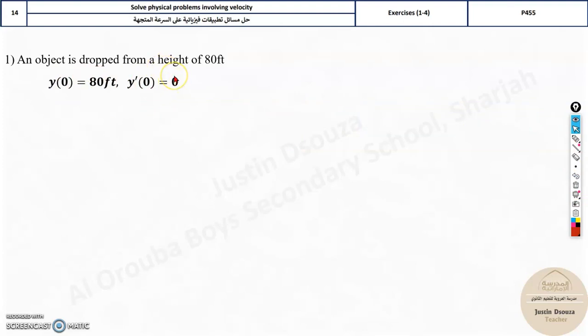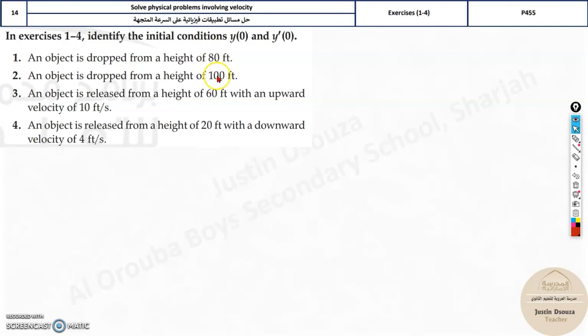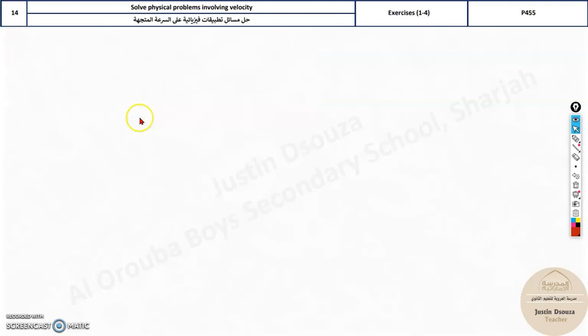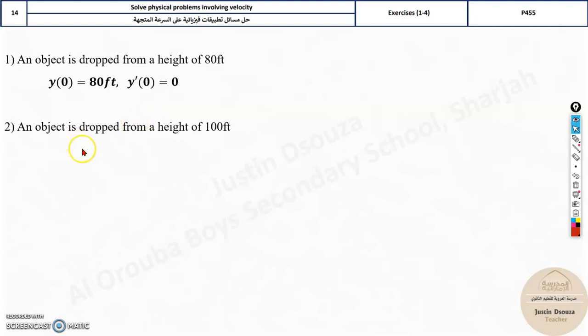So we just write it as 0. An object is dropped from a height of 100 feet. It's the same thing. See, now over here, let's just quickly see. These two are the same. Only over here, when you see the feet per second, there is velocity. So it's just y of 0. That's it. Y of 0 is 100 feet, and that's it.